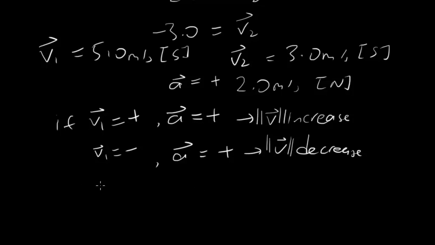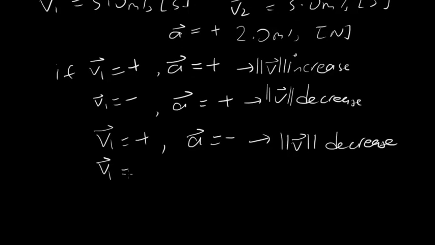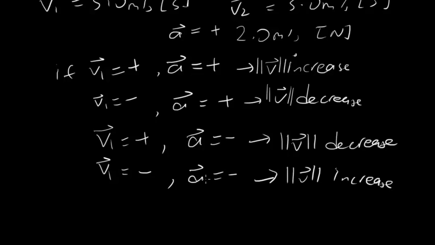And if, let's say, v1 was positive, but acceleration is negative, what will happen to the magnitude of velocity? Think about this for a second. If he's traveling north, but his acceleration is south, would the magnitude of his speed increase or decrease? It would actually decrease, right? Because it's the exact same as this one, because acceleration is in the opposite direction as the velocity. And if velocity was negative and acceleration was negative, what would happen? It would actually increase, just more negative. So if his acceleration was negative, his final velocity would be even more negative, right?